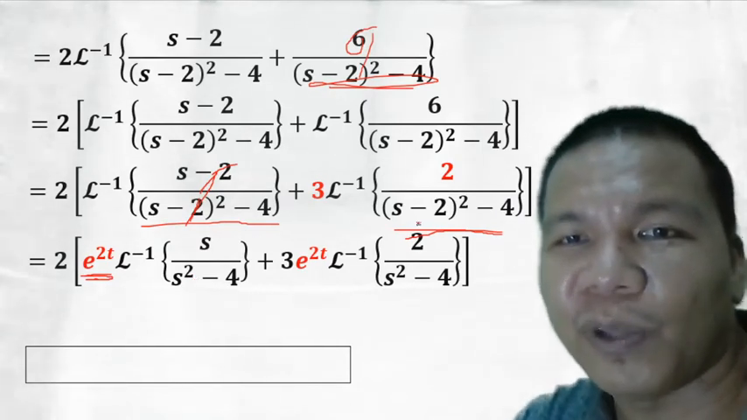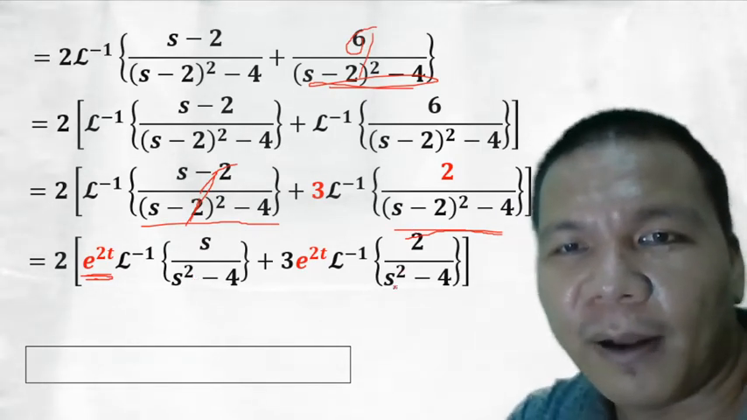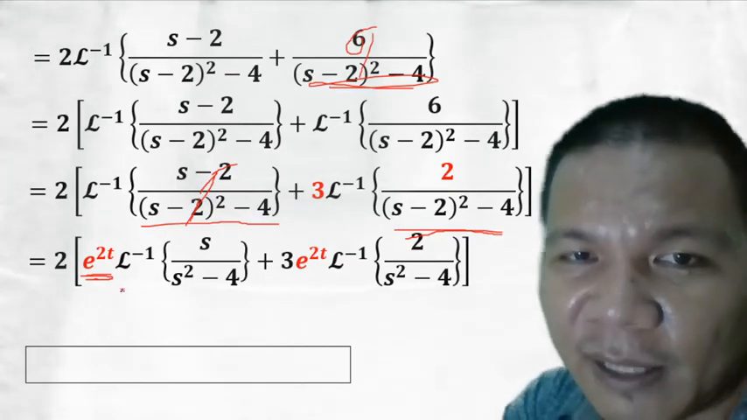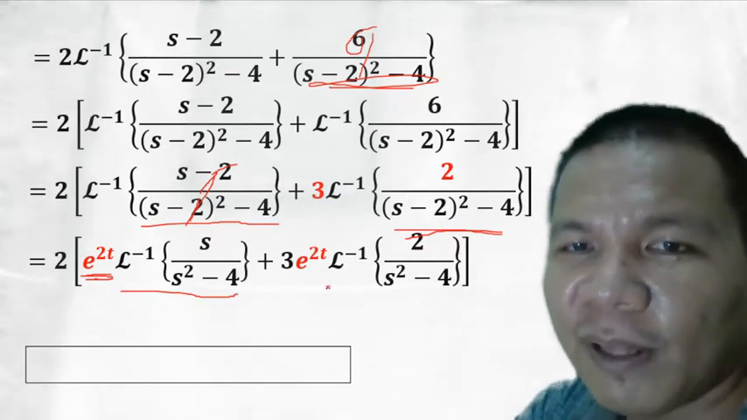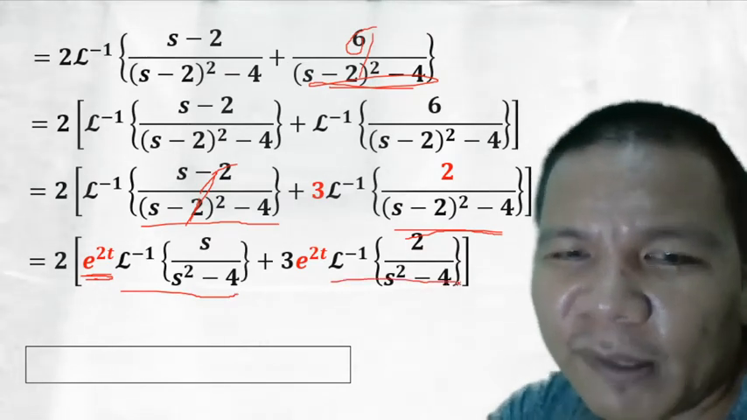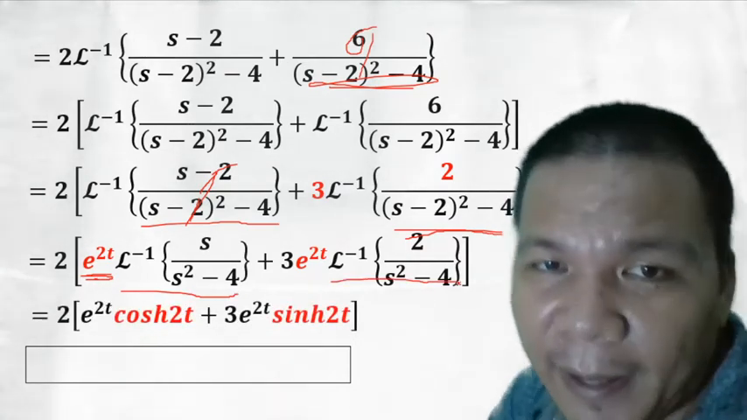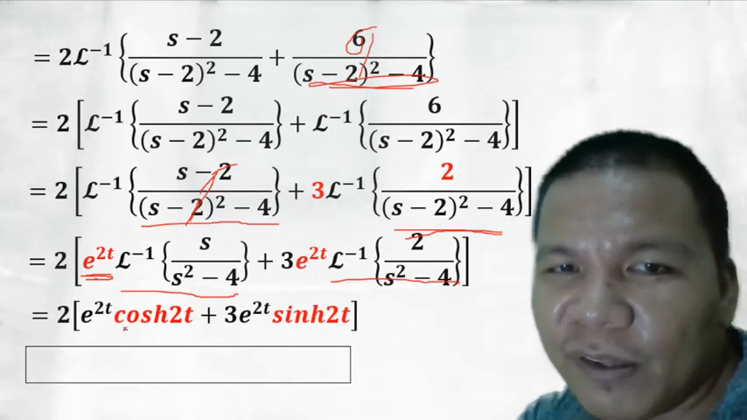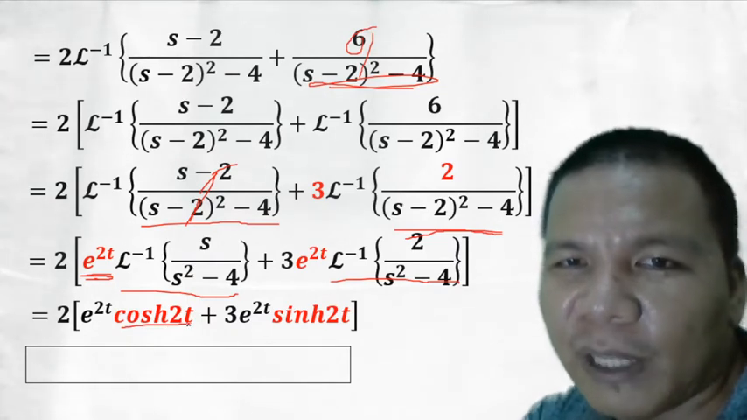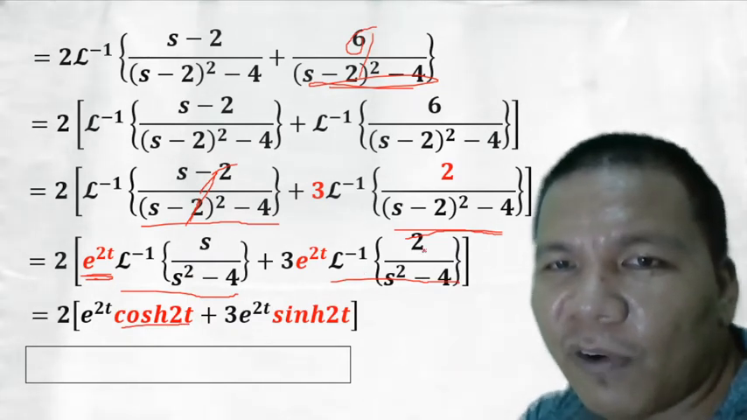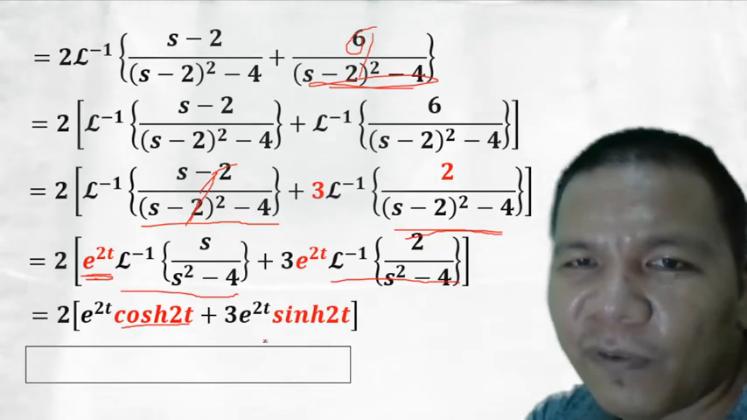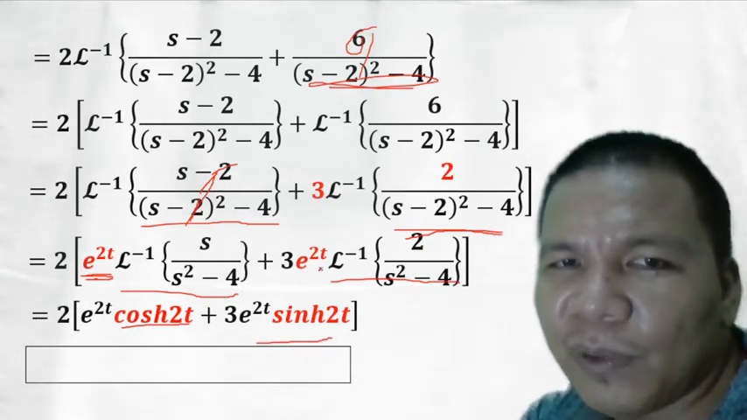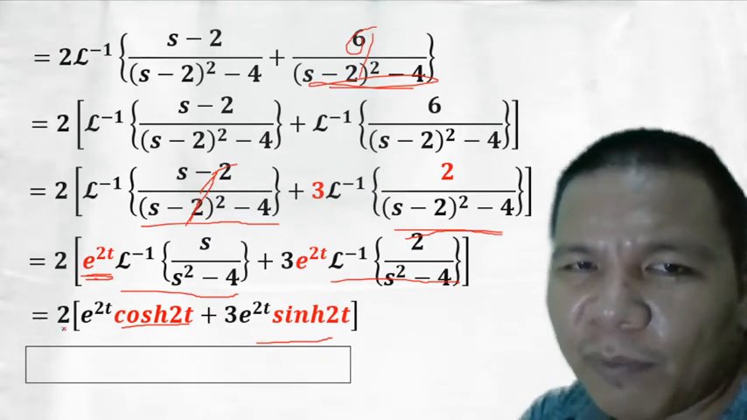The same is true with your second term. We have 2 all over s squared minus 4. Now, the next thing that you will do is to take the inverse Laplace transform of that. And what is that? The inverse Laplace transform of s all over s squared minus 4 is just cosine hyperbolic of 2t. And the inverse Laplace transform of 2 all over s squared minus 4 is just sine hyperbolic of 2t. Multiply that by 3 minus 2t, all multiplied by 2.